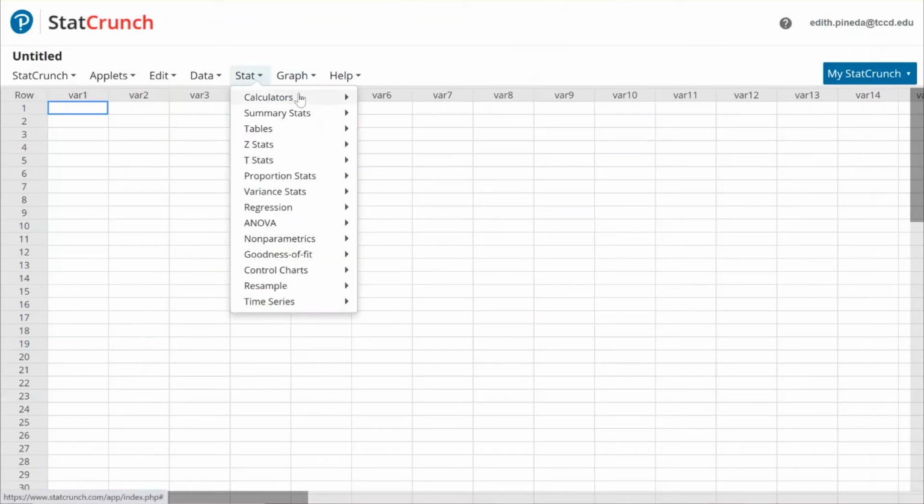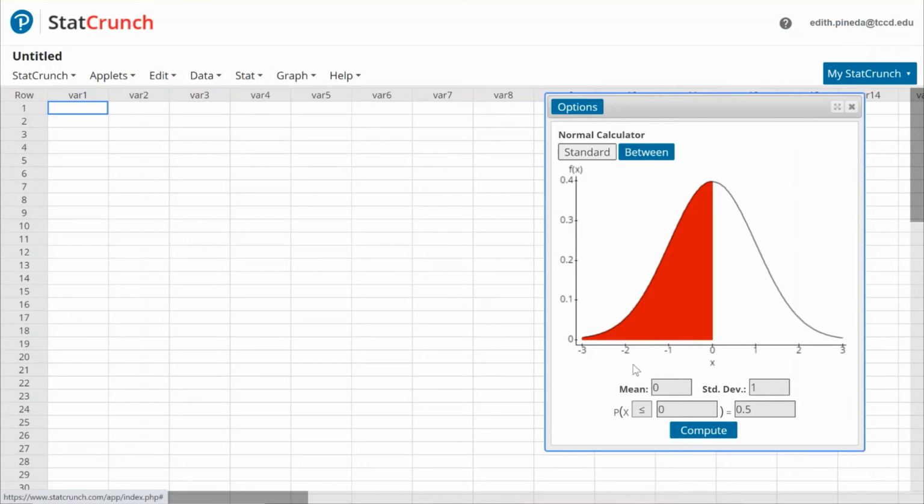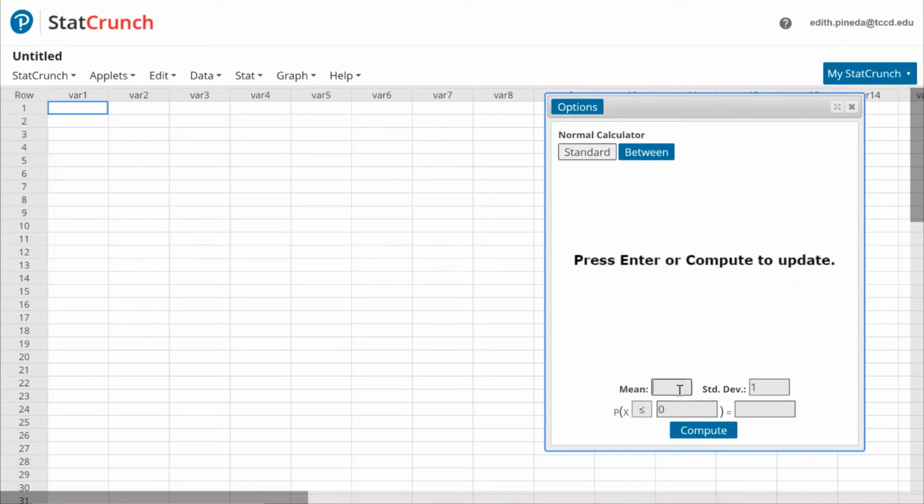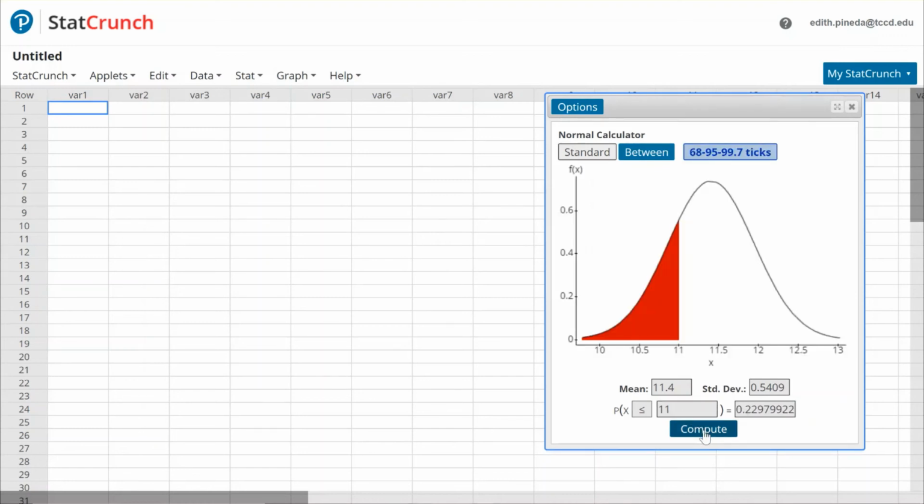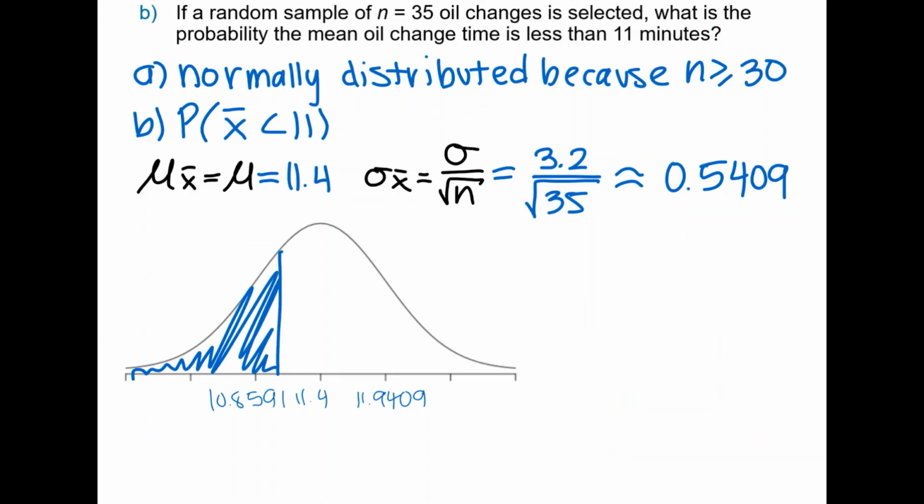Let's go to Stat, Calculators, Normal. We have that the mean is 11.4, so 11.4 will go here. And we found that the standard deviation is approximately 0.5409, so we will type that here. We want the probability that the sample mean is less than 11, so we will select this one here, and then type 11 here, and press compute. Rounding to 4 decimal places, we get 0.2298.